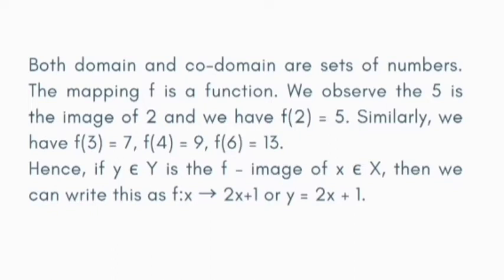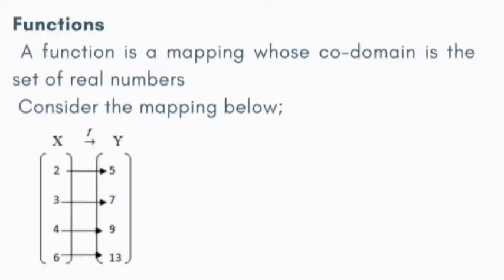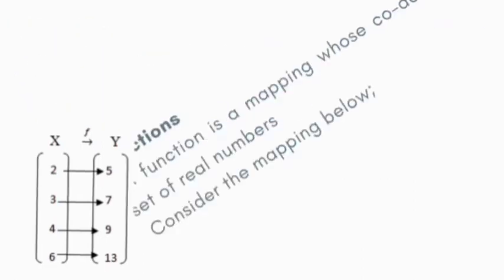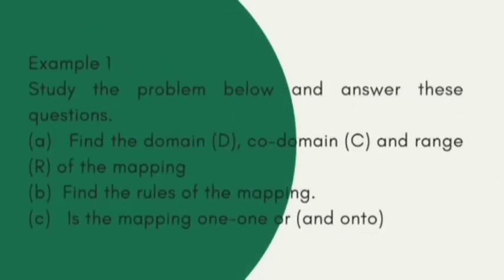Now, y in Y is the image of x in X, and the general equation is f(x) = 2x + 1, meaning that y is a function of x. Let's consider this example. Example 1. Study the problem below and answer these questions. A. Find the domain D, codomain C, and the range R of the mapping. B. Find the rule of the mapping. C. Is the mapping one-to-one or onto?